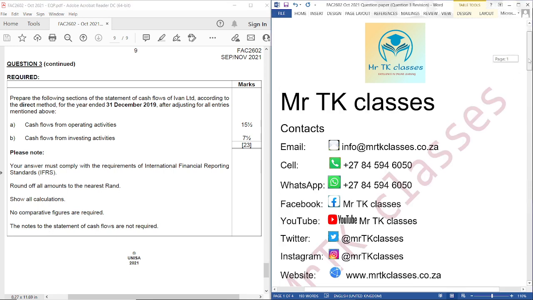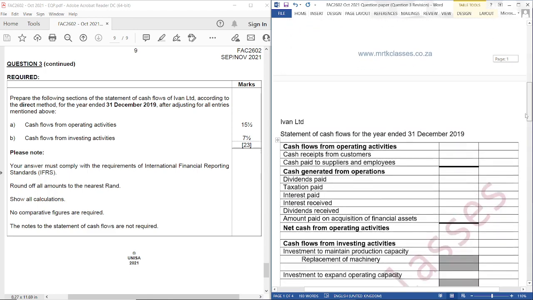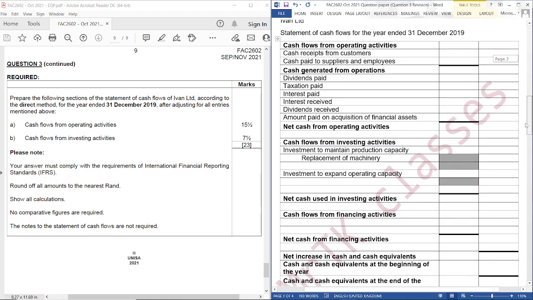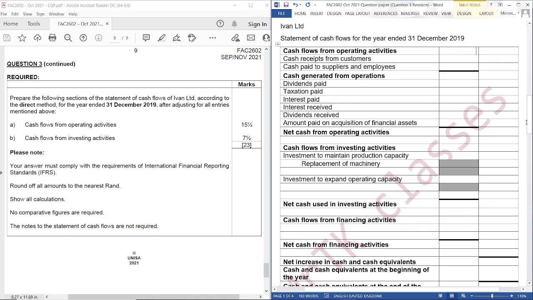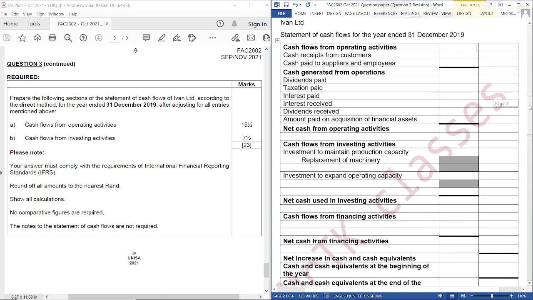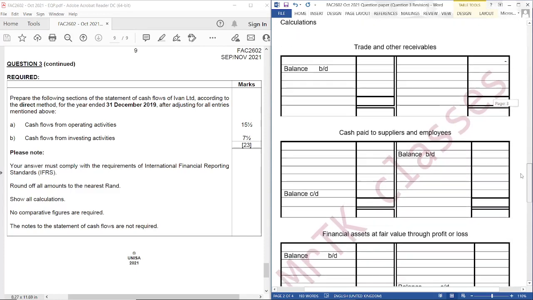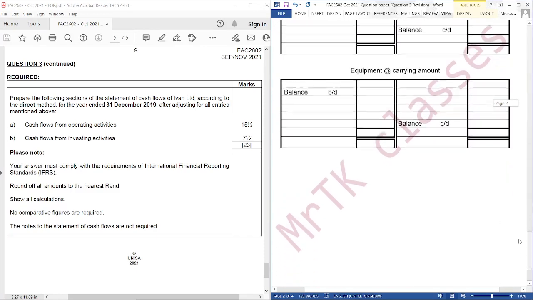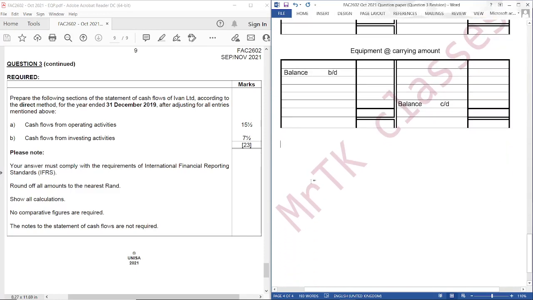So, this is the layout of the statement of cash flows in accordance to the direct method. We are going to prepare the whole statement of cash flows. Yes, we are required to prepare these sections only, but we are going to prepare the whole statement of cash flows. Let me just give you an overview of the statement of cash flows.